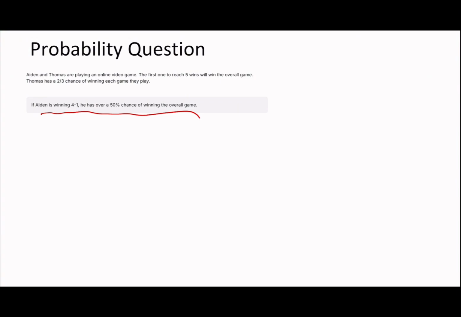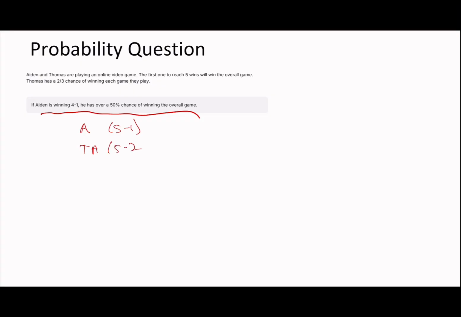So with these questions, the idea here is, if Aiden is winning 4-1, he has over a 50% chance of winning the overall game. It says Thomas has a 2/3 chance of winning each game they play, the first to reach 5 wins. So the point here is, Aiden is winning 4-1. If Aiden can just win the next game, then he'll win. So the score overall will be 5-1.